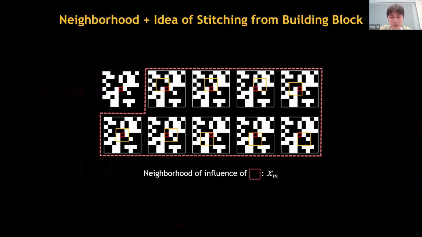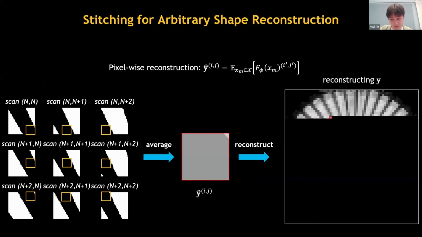To reconstruct a complete high-resolution object image, we need to stitch them together. And how do we do that? So let us focus on the red square over here, which represents the pixel that we wish to see. That single location isn't predicted from just one input, but from multiple overlapping blocks shown in the yellow boxes, which we call the neighborhood of the red square.